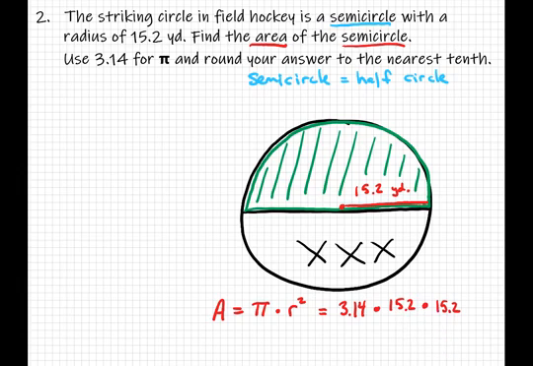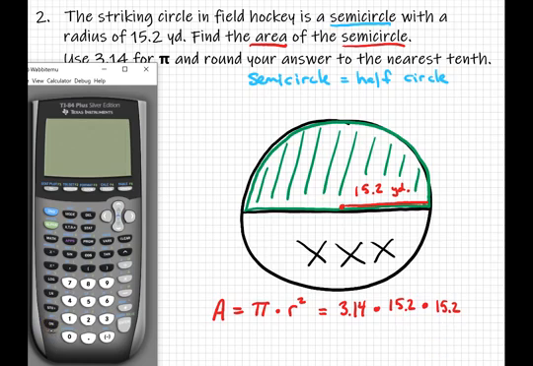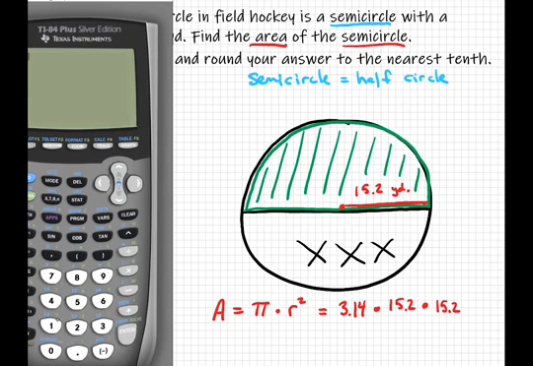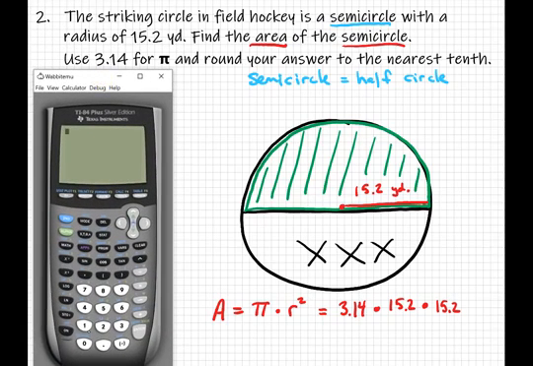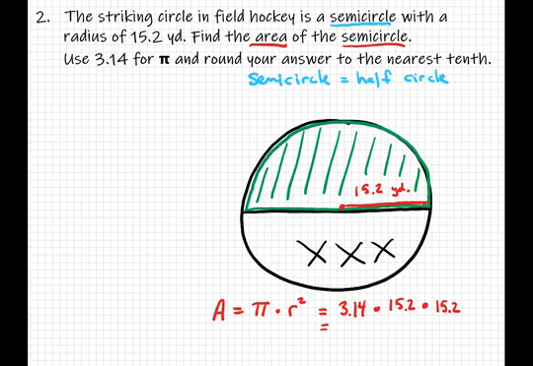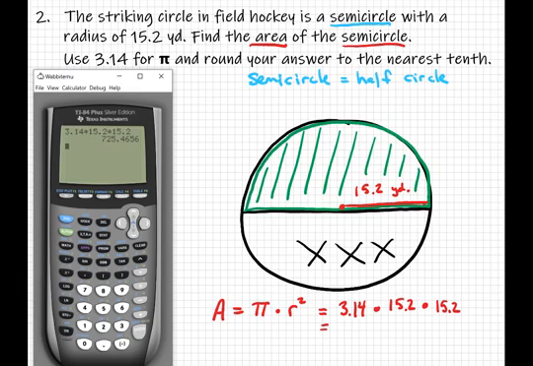So let's pull up our calculator. So we've got 3.14, and we're multiplying this by 15.2 and then another 15.2. Okay, so that gives us 725.4656.